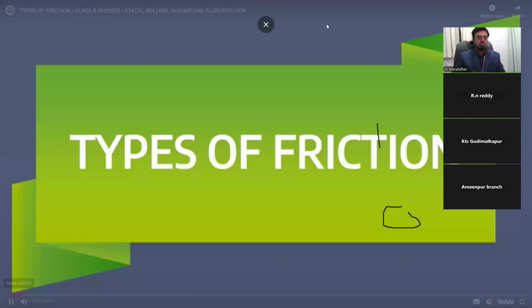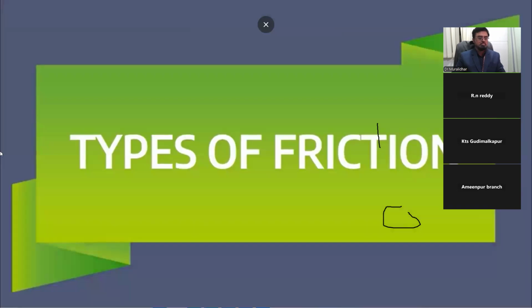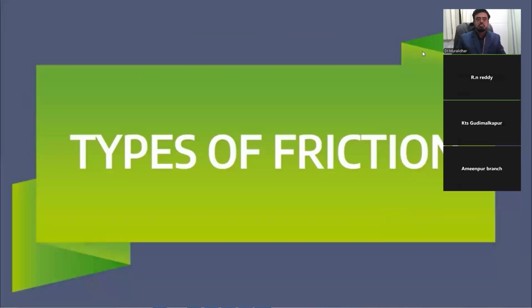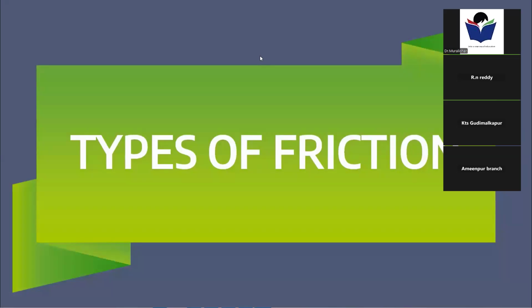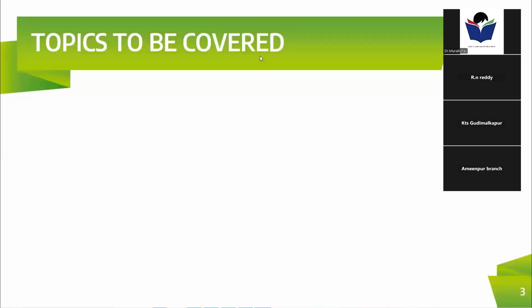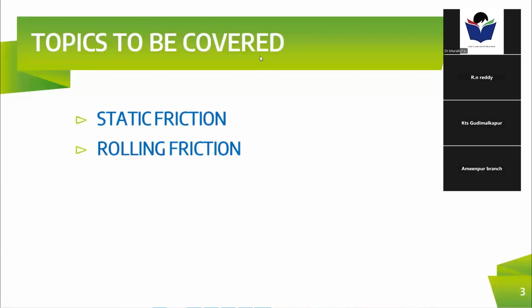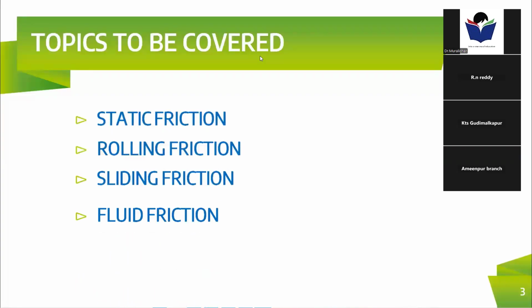Types of friction. Through one of our previous videos, we have already discussed what is friction and what is the reason for friction. If you did not watch the video, please do visit my channel and watch the video on friction part 1. Through today's discussion, we'll discuss the different types of friction, namely static friction, rolling friction, sliding friction, and fluid friction.